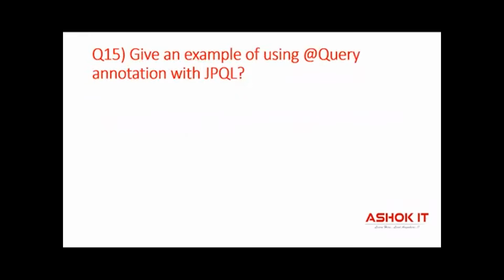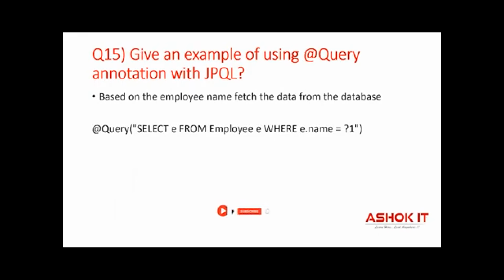Can we give an example of using @query annotation with JPQL? Of course, we can see by taking employee entity. I'm just mentioning one example here. We have tried select E from Employee E, where E dot name is equals to ?1. Here you can see E is actually an alias, and ?1 indicates one input. One value comes at runtime, that is called one parameter. You can write ?1, ?2, ?3, like that we can write so on.